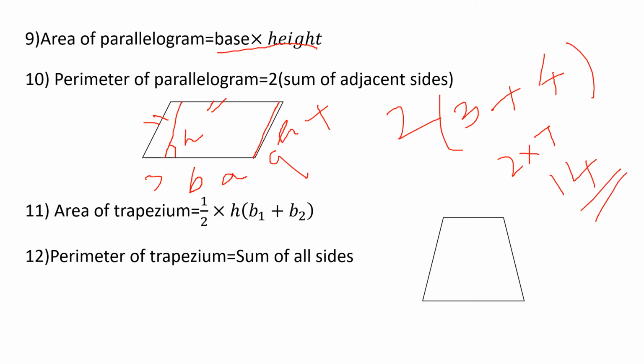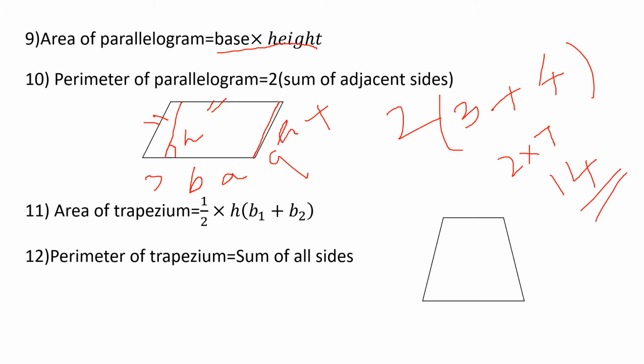Okay. So area of a parallelogram, base into height. Perimeter of a parallelogram, 2 into sum of adjacent sides. So this is a new formula you are learning, right? Area of a parallelogram, base into height. Perimeter of a parallelogram, 2 into sum of adjacent sides. So next one, trapezium.